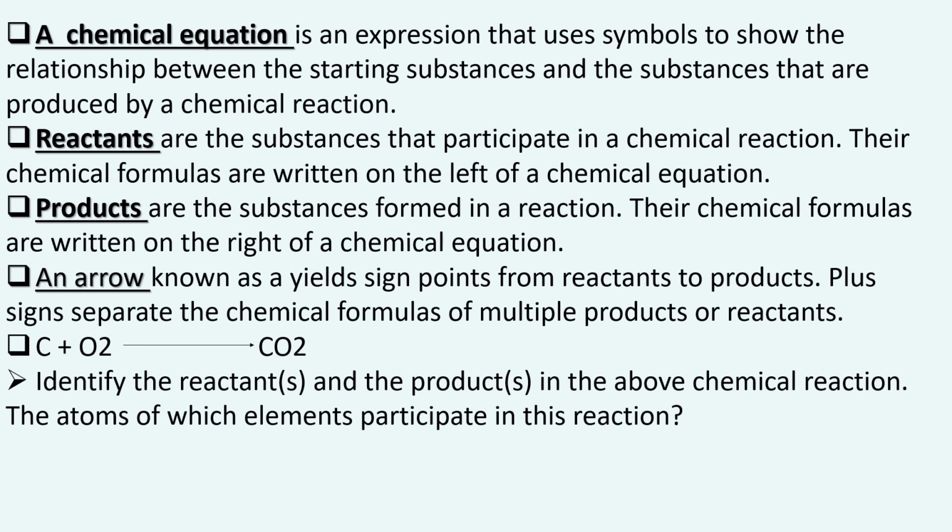The chemical equation is an expression that uses the symbols to show the relation between the starting substances and those produced by the chemical reaction. The reactant is on the left of the equation, and it participates in the chemical reaction. The product is formed in the reaction and is on the right of the chemical equation, and between them there is an arrow that shows us what is the reactant and what is the product.